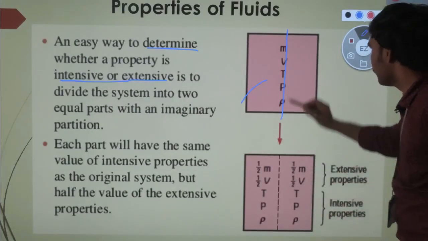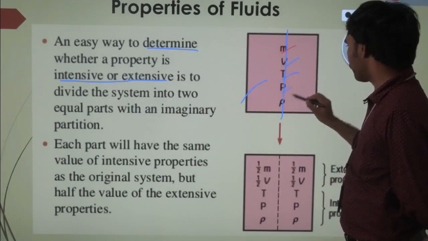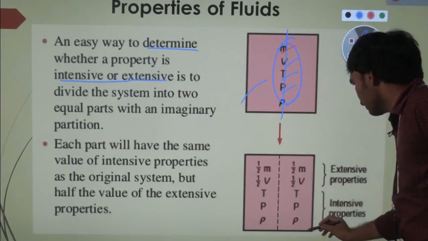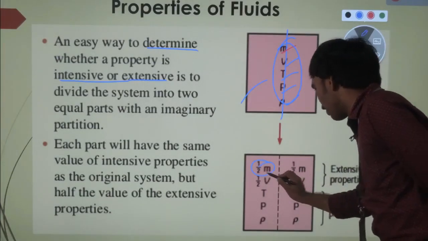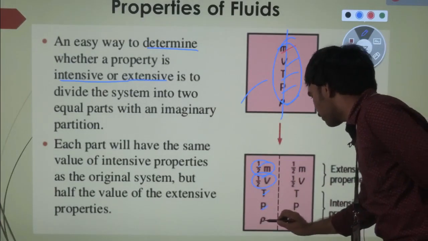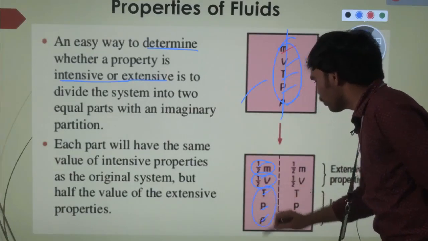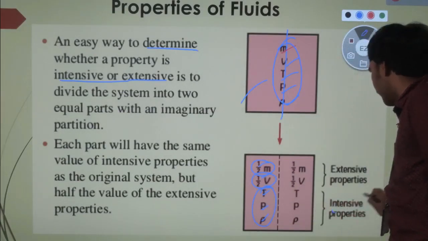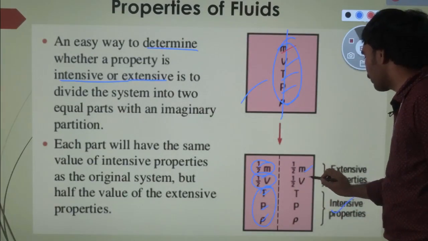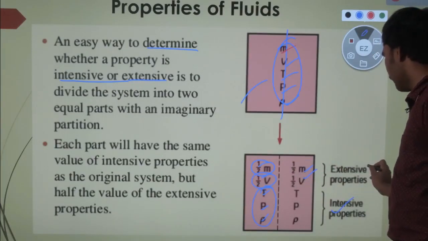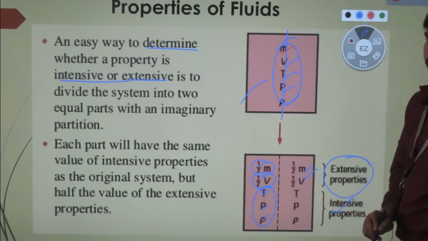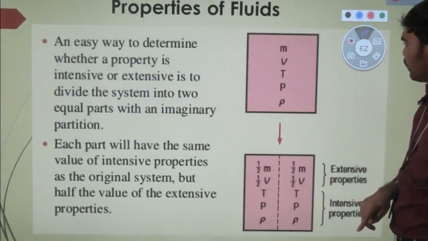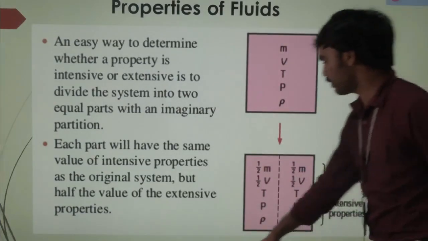For example, mass, volume, temperature, pressure and density are the five properties I have considered. I have taken one block and divided it into two halves. Here the mass became half mass and the volume became half volume, while temperature, pressure and density remain the same. There is no change in temperature, pressure and density. That's why temperature, pressure and density are called intensive properties. Mass and volume depend upon the mass of the system, so you call them extensive properties. This is the way we can identify whether a property is intensive or extensive.